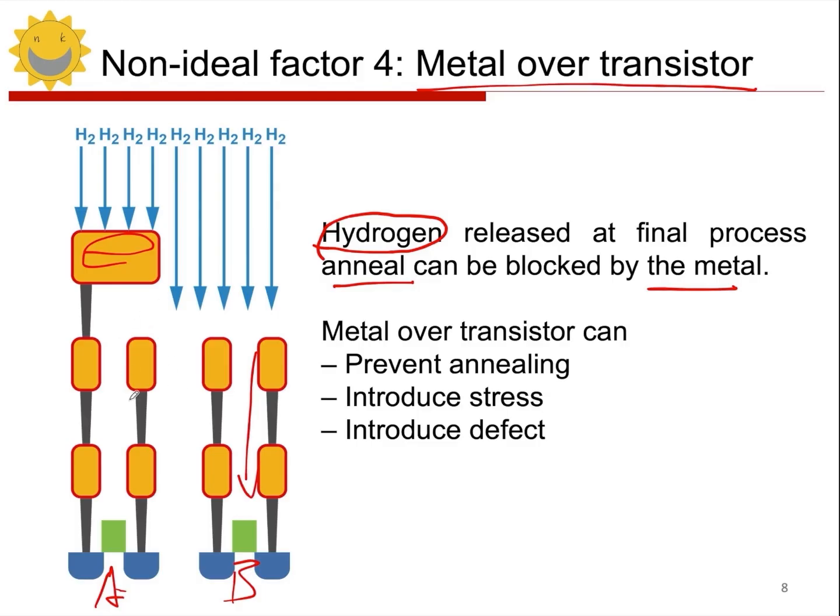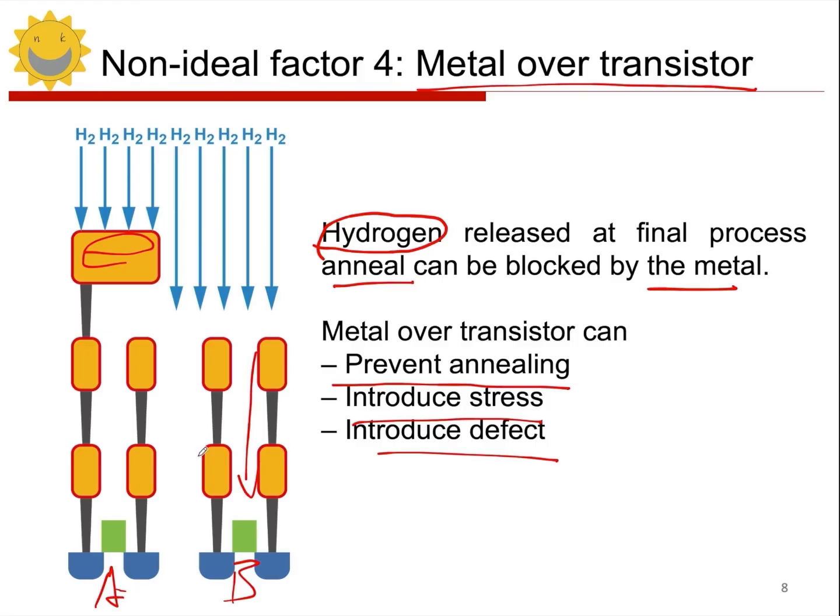So in this case, during this entire cleaning and annealing process, what will the presence of this metal affect? It will hinder the annealing process. Furthermore, it will introduce stress problems. What will it introduce? Defect problems, which will cause some deviations between the two devices A and B. So this is the problem of metal over transistor.